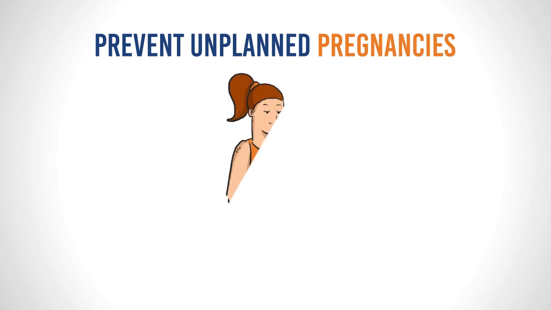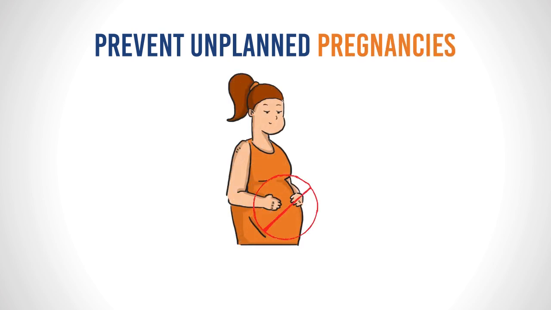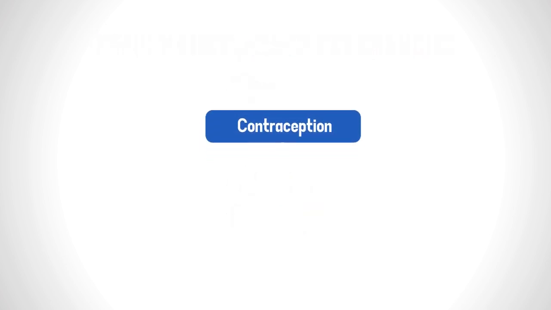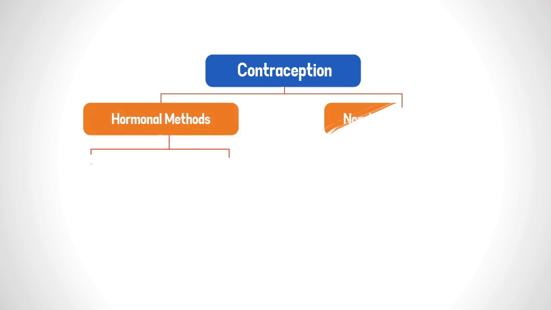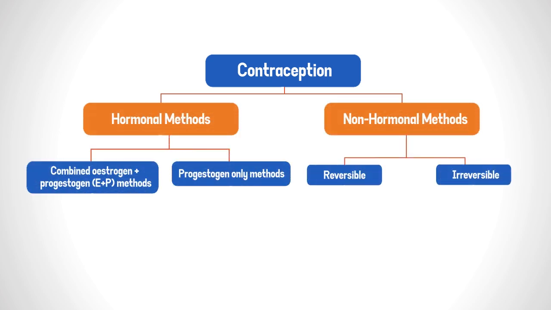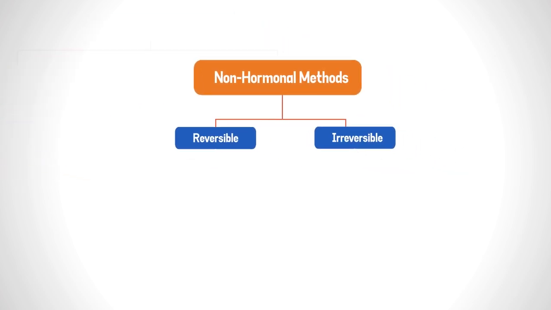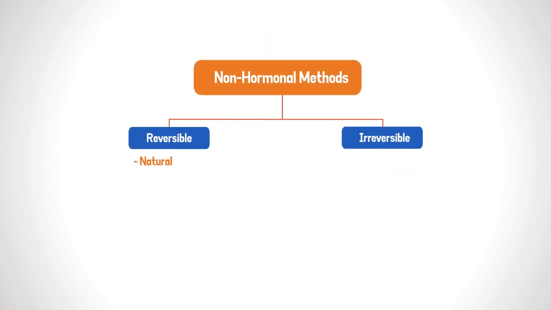Contraception or birth control are methods used to prevent unplanned pregnancies. Contraception methods can be classified into two categories, hormonal and non-hormonal. In this video, we will focus on the non-hormonal methods.